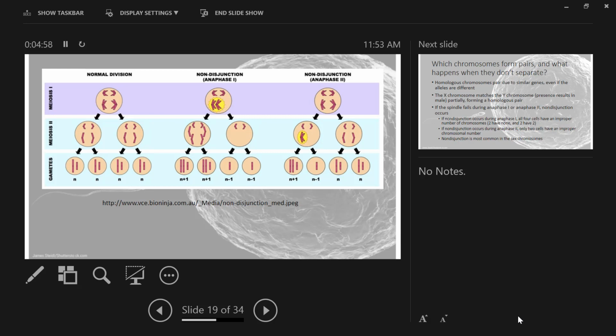Nondisjunction is almost always the result of a failure of the kinetochore microtubules to attach properly. Now, we have our M checkpoint, right? One of our checkpoints ensures that they're attached properly, but there's a way in which you can trick it into thinking it's attached properly, and it's really not. And let me show you that.